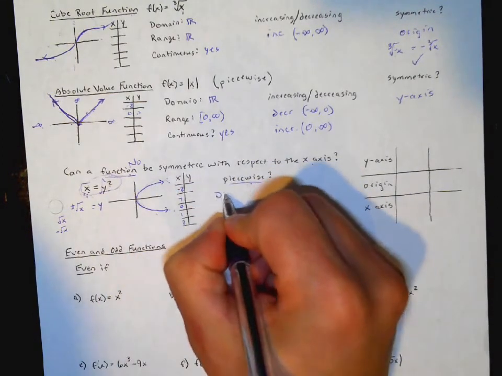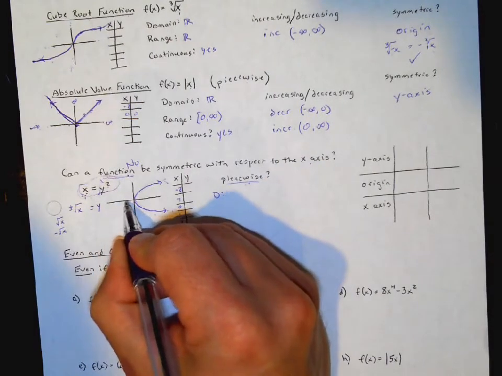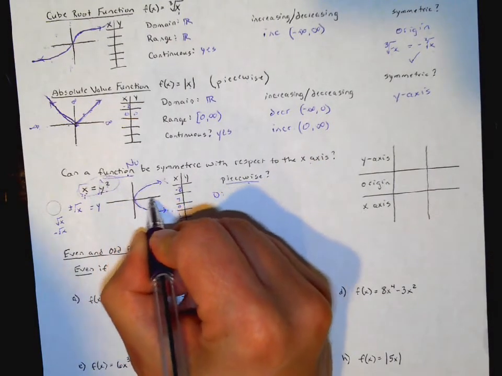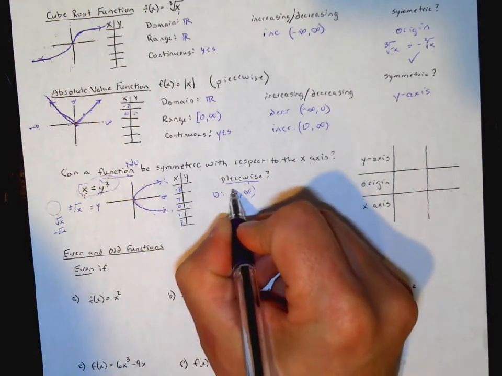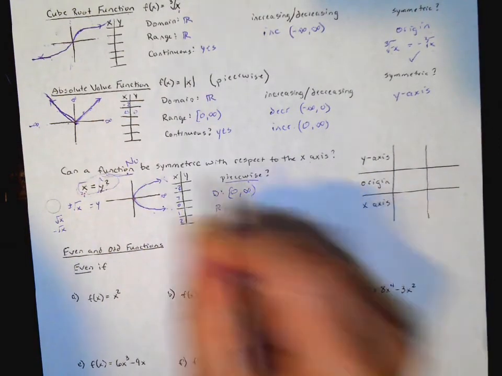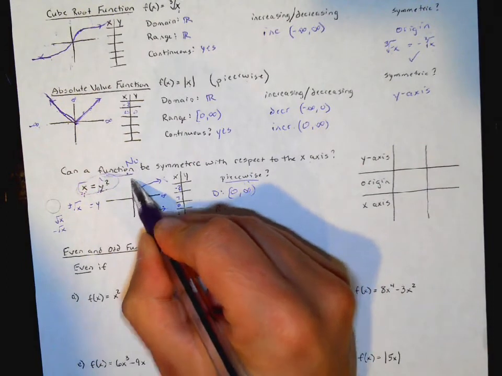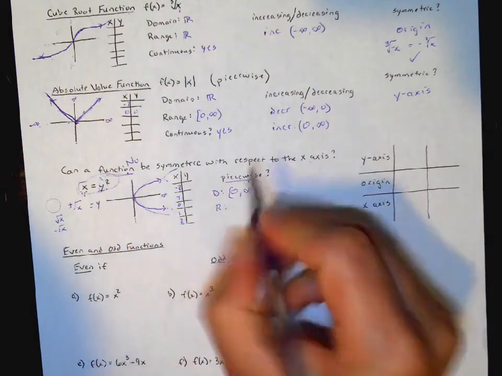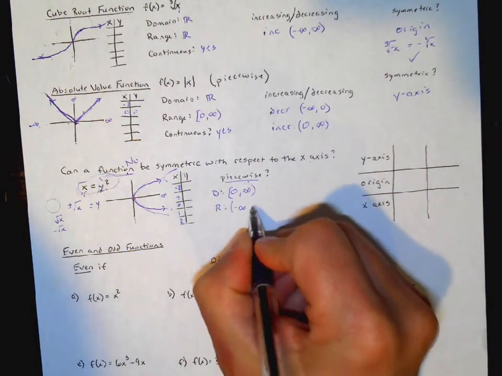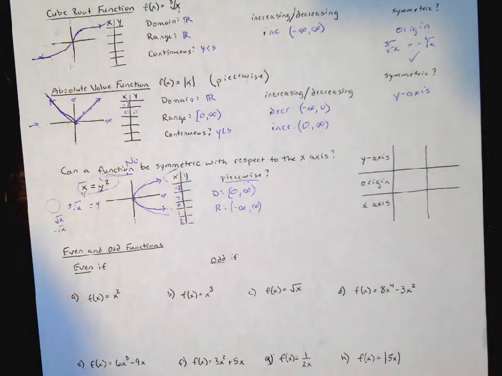Our domain, okay, we don't have any negative numbers, but we do start at 0 and go to our positive numbers. So from 0 to infinity. Our range, okay, we do have these numbers going up, up, up, and we have these numbers going down, down, down. So from negative infinity to positive infinity.